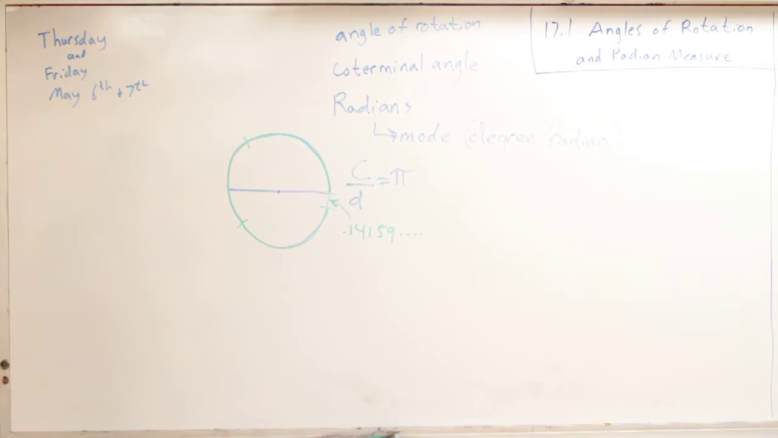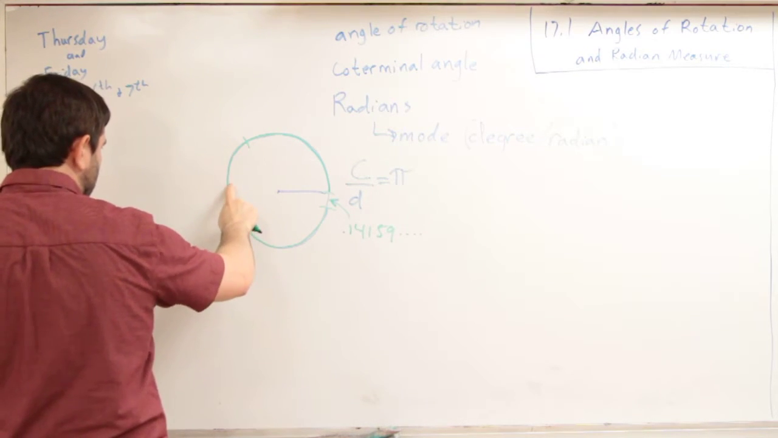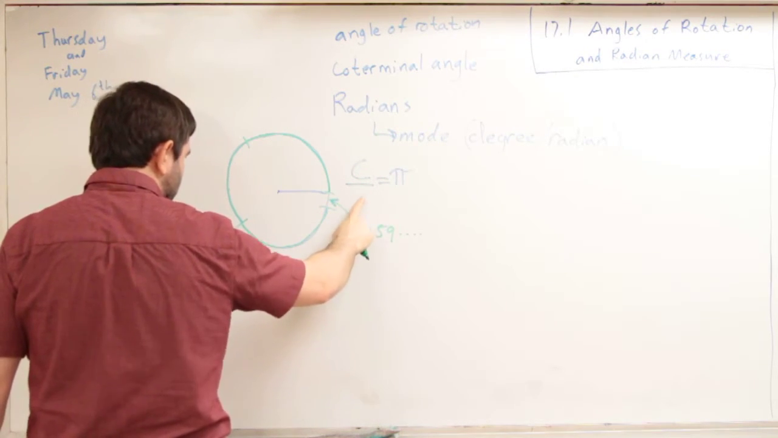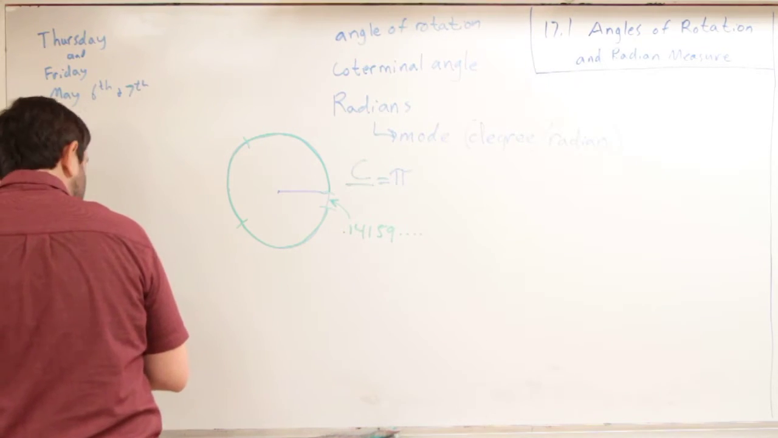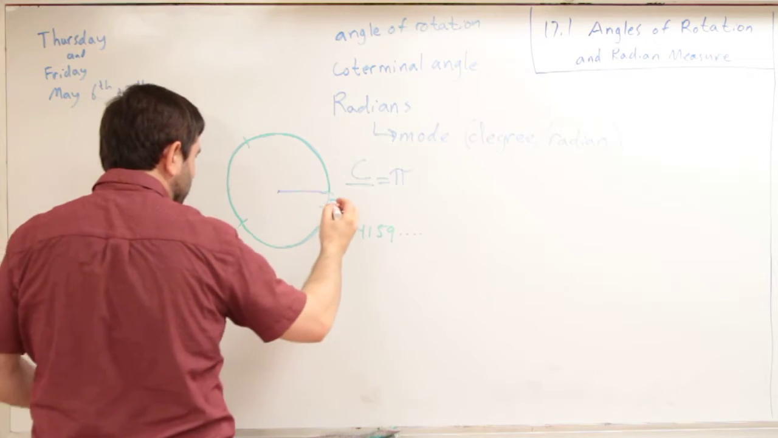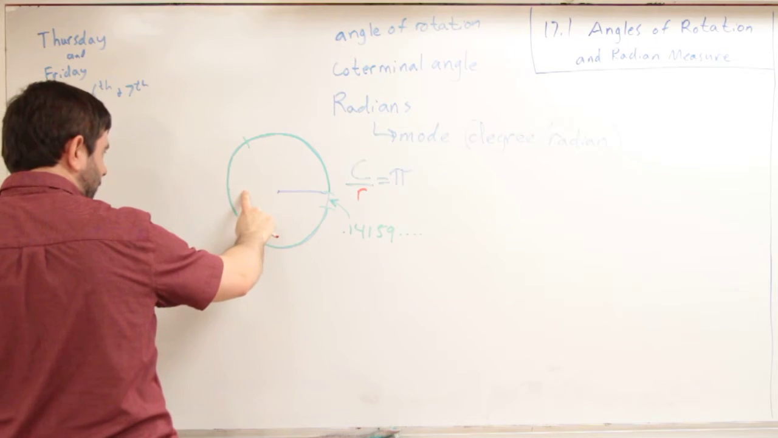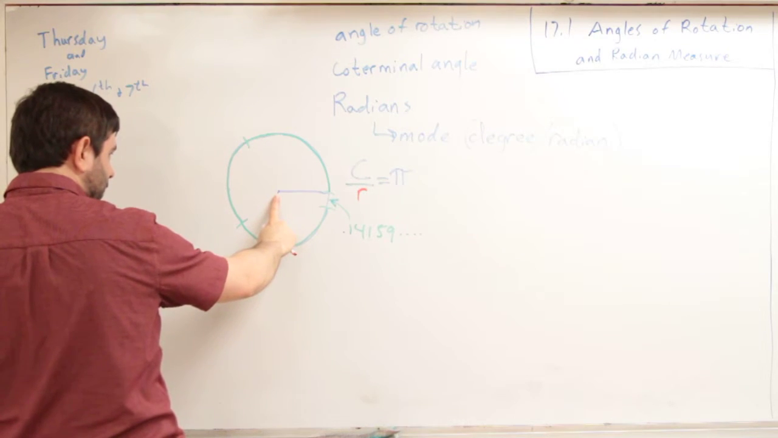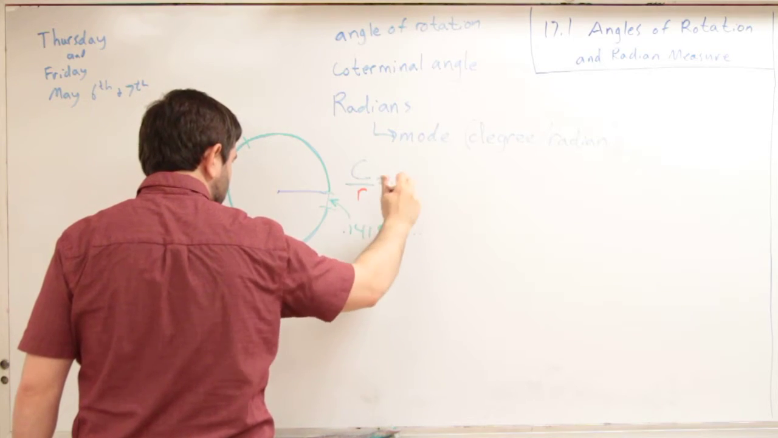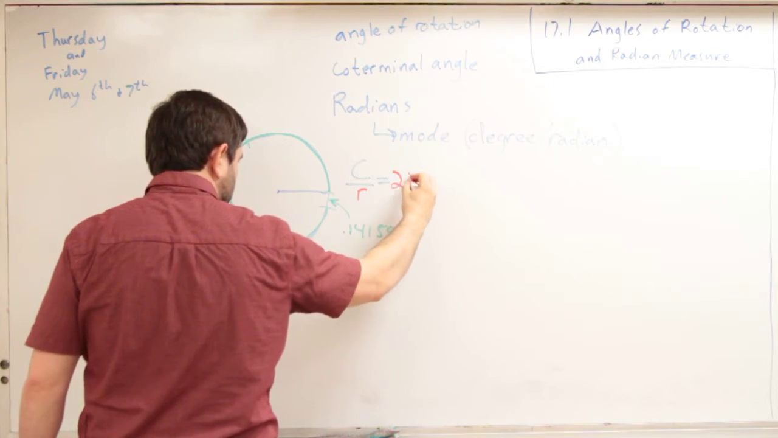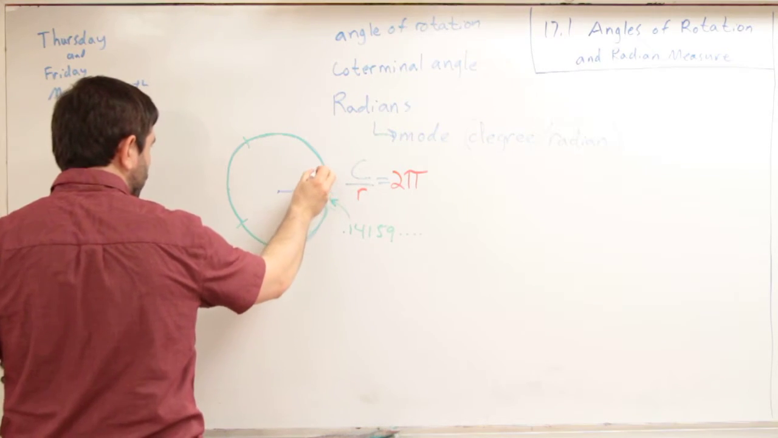But now, instead of thinking about our diameter, what if we thought about our radius? How many times would the radius fit in there? Notice our radius is half of the diameter. So what we're actually going to do is multiply this by 2 pi.